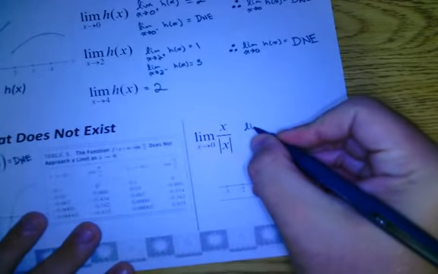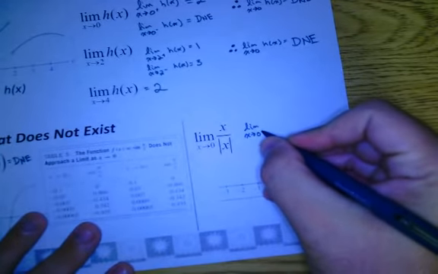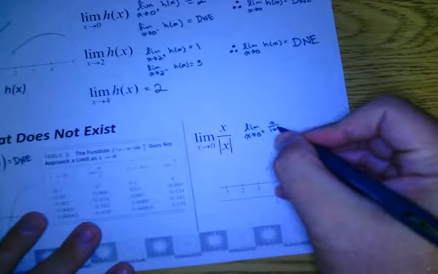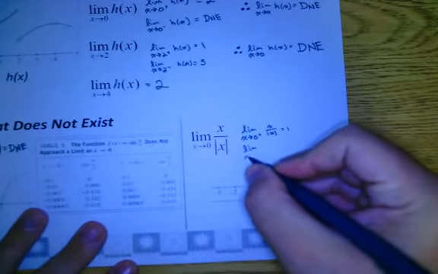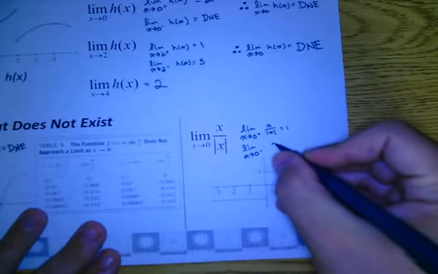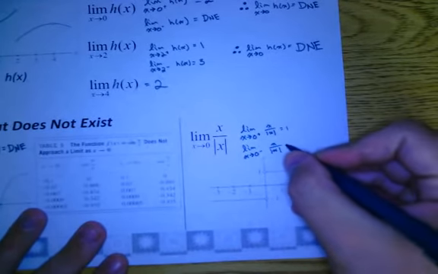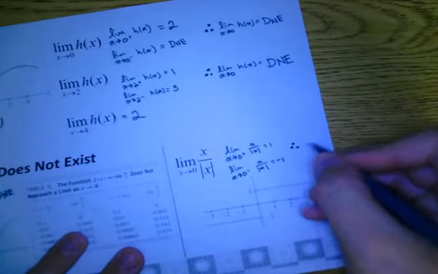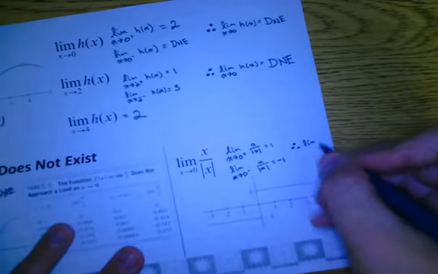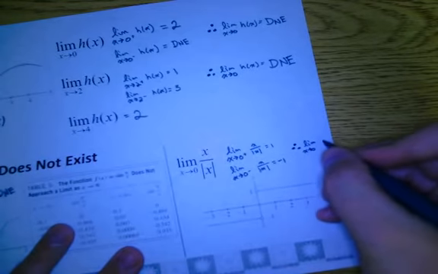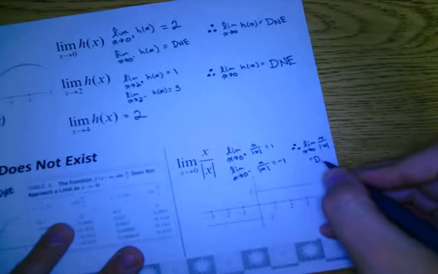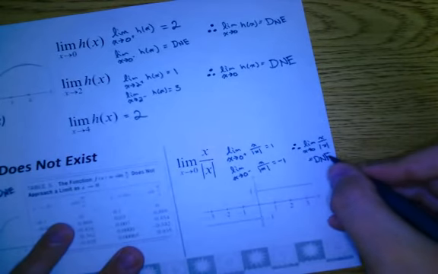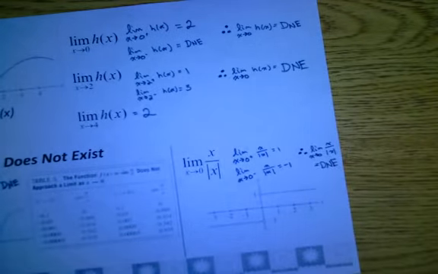So the limit as x approaches 0 from the right is going to be this one right here, which is 1. The bottom one there. As you approach 0 from the left, we get -1. They're different, therefore the limit as x approaches 0 of x over the absolute value of x does not exist. And that's it for this lesson.